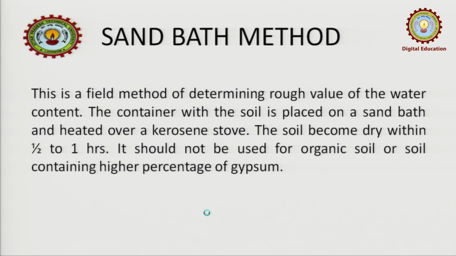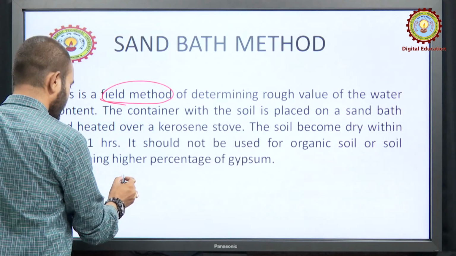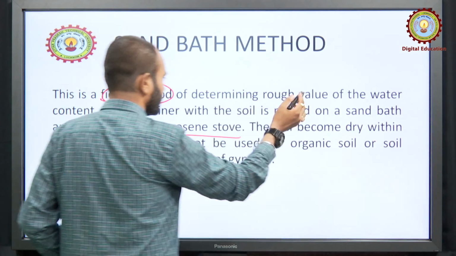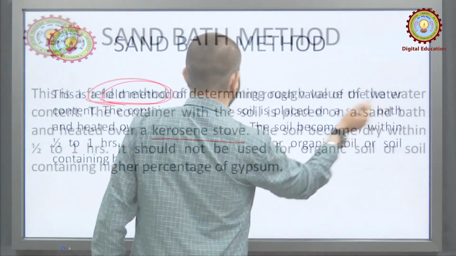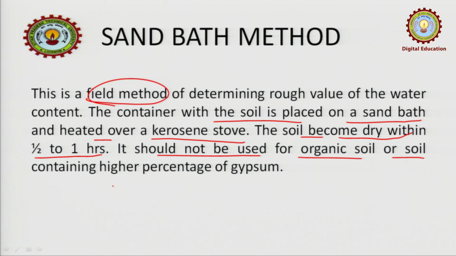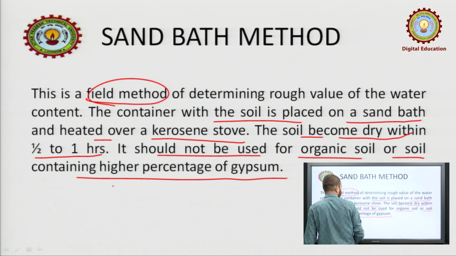Now the sand bath method. This is not of much use. This is used as a field method. We use a stove or kerosene stove. Let me read it out. Rough value of water content. The container with the soil is placed on the sand bath and heated on a kerosene stove. The soil becomes dry within half to 1 hour. It should not be used for organic soil or soil containing a high percentage of gypsum.